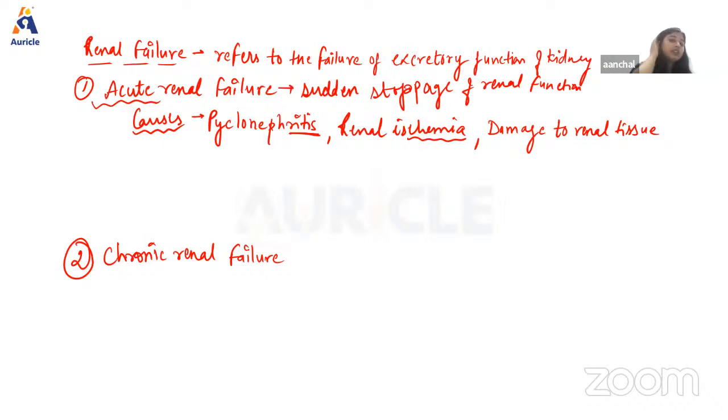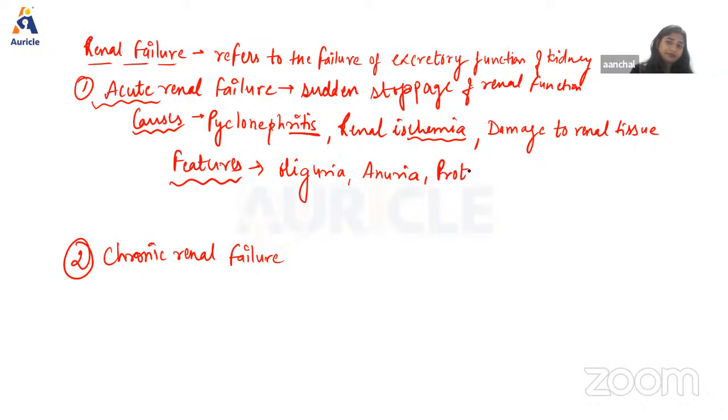Now, we should also learn what are the features, means what are the signs and symptoms that will be shown by the person who is suffering from this condition, that is of acute renal failure. So the first feature could be oliguria. Oliguria means decrease in urinary output. Then another could be anuria. Anuria means cessation of urine formation in some cases. Okay. Then another could be proteinuria. Proteinuria means appearance of protein in urine like albuminuria, except albumin in urine.